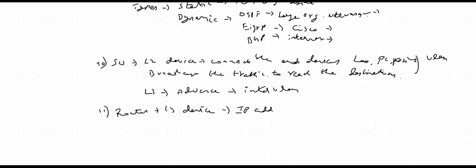It communicates through IP address. It will maintain a routing table. Routing table means it will have the list of IP address details to reach to. It is a router.